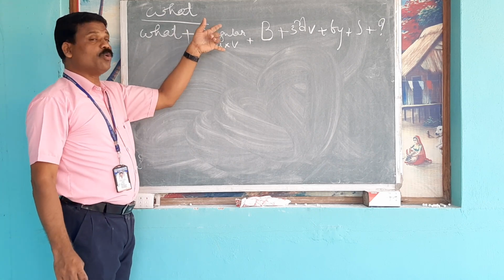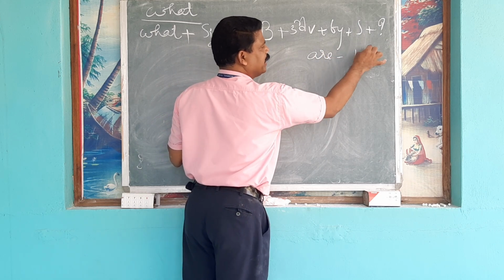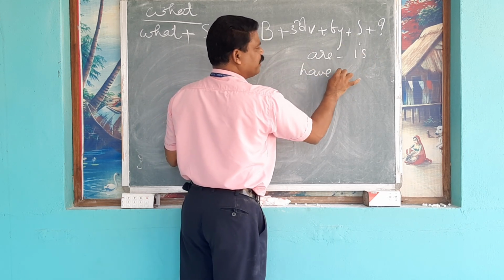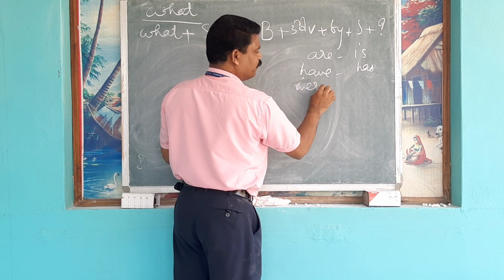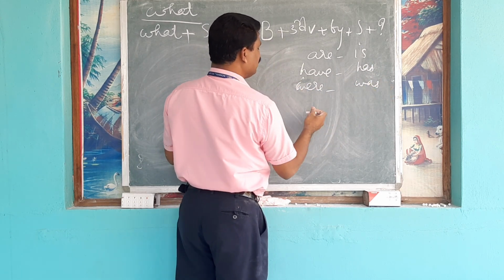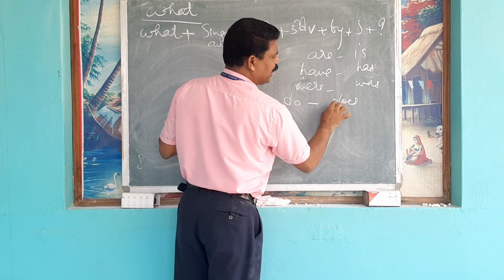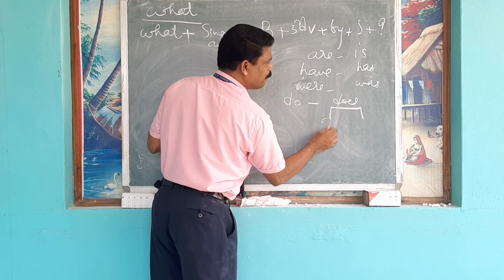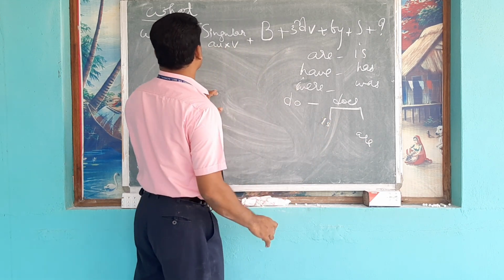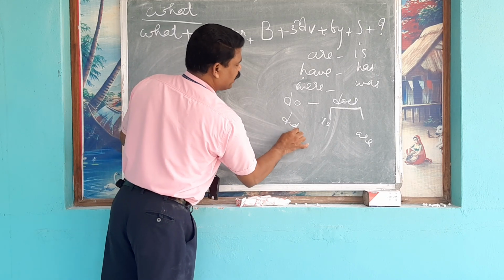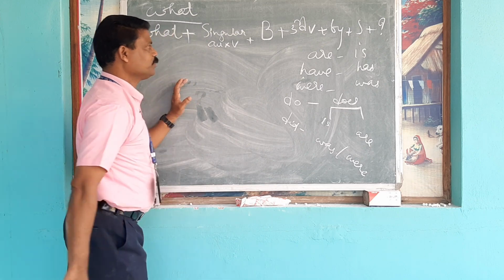What plus singular auxiliary verb. It means if it is are, write is; if have, write has; if were, write was; and if do, write does. And you know that does will be replaced by is or are. If did, then was or were. Okay.